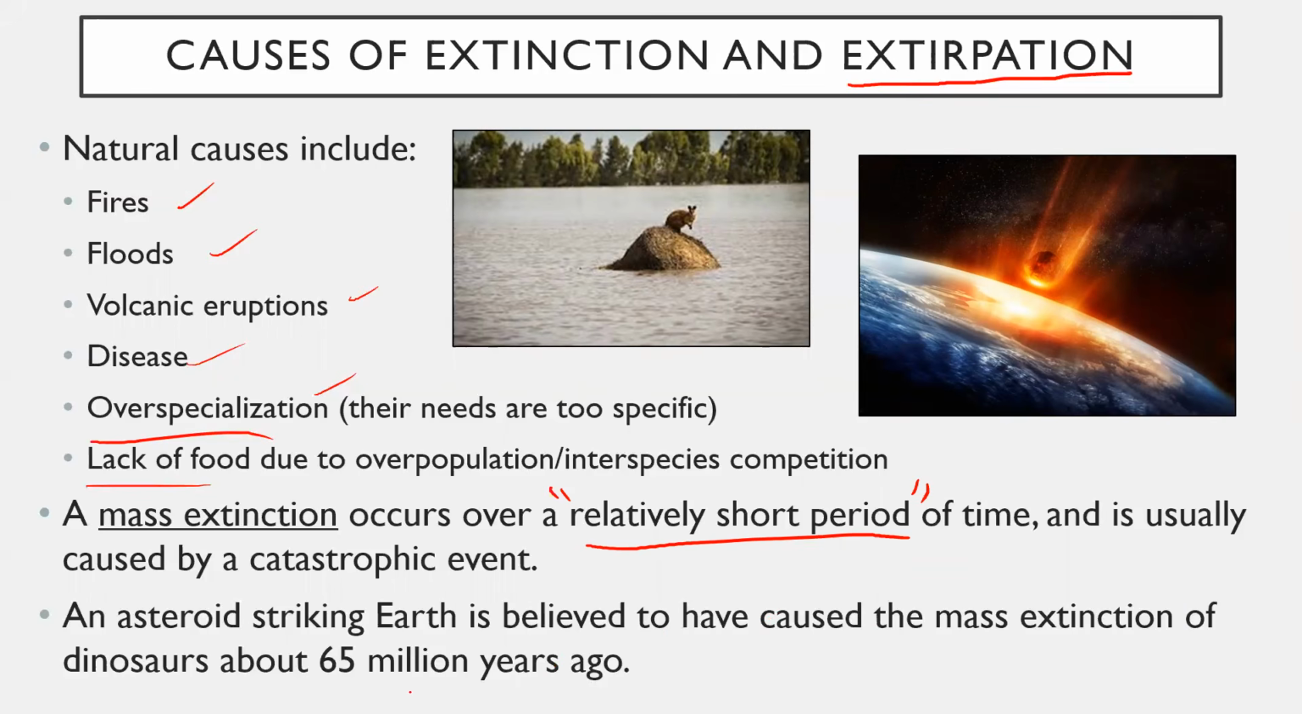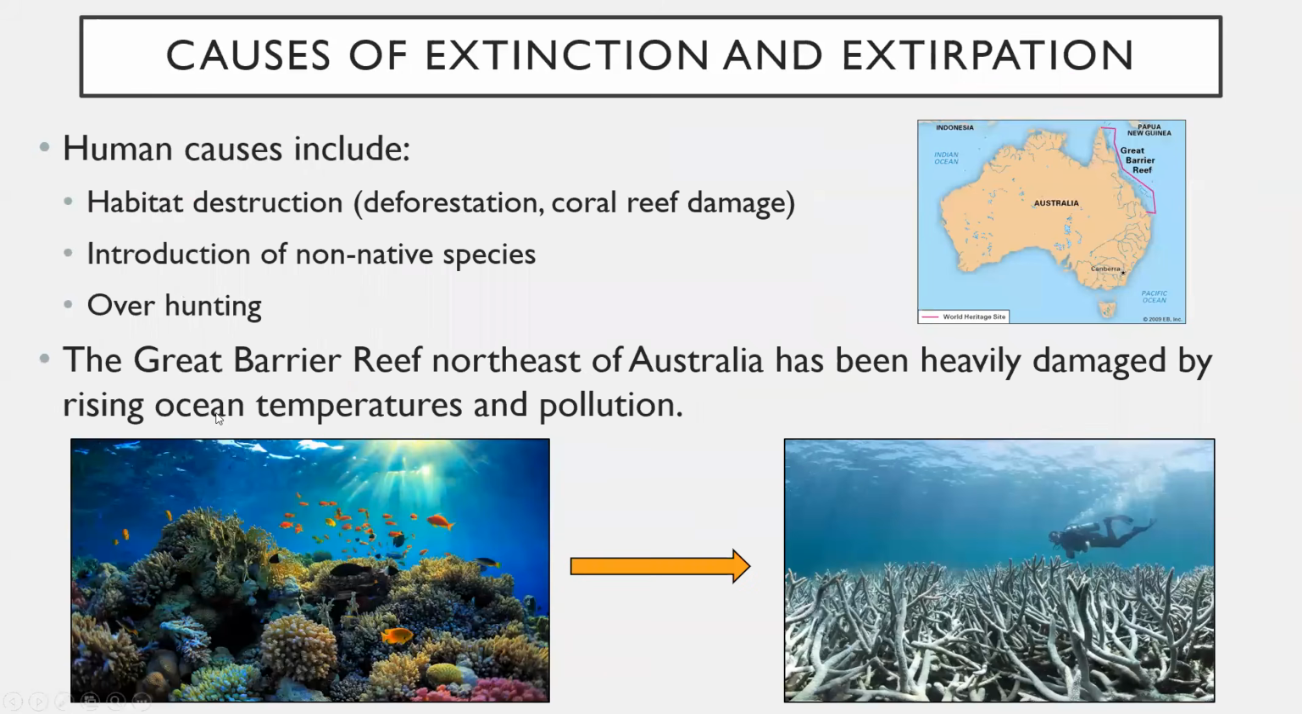I'm sure we've all heard that one before. That's a very extreme mass extinction event, but still another one to talk about nonetheless. Human causes of mass extinction include habitat destruction, so things like deforestation or coral reef damage.